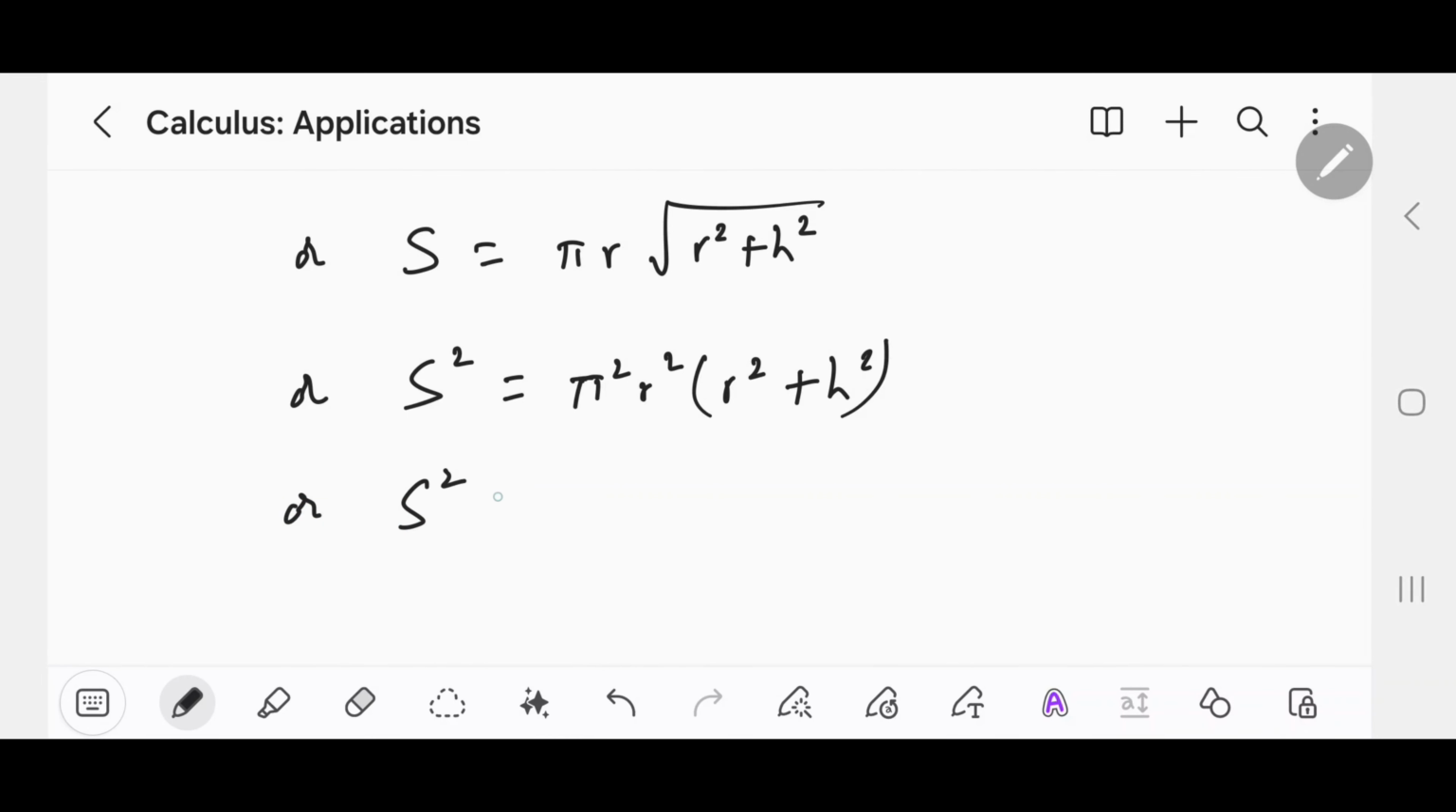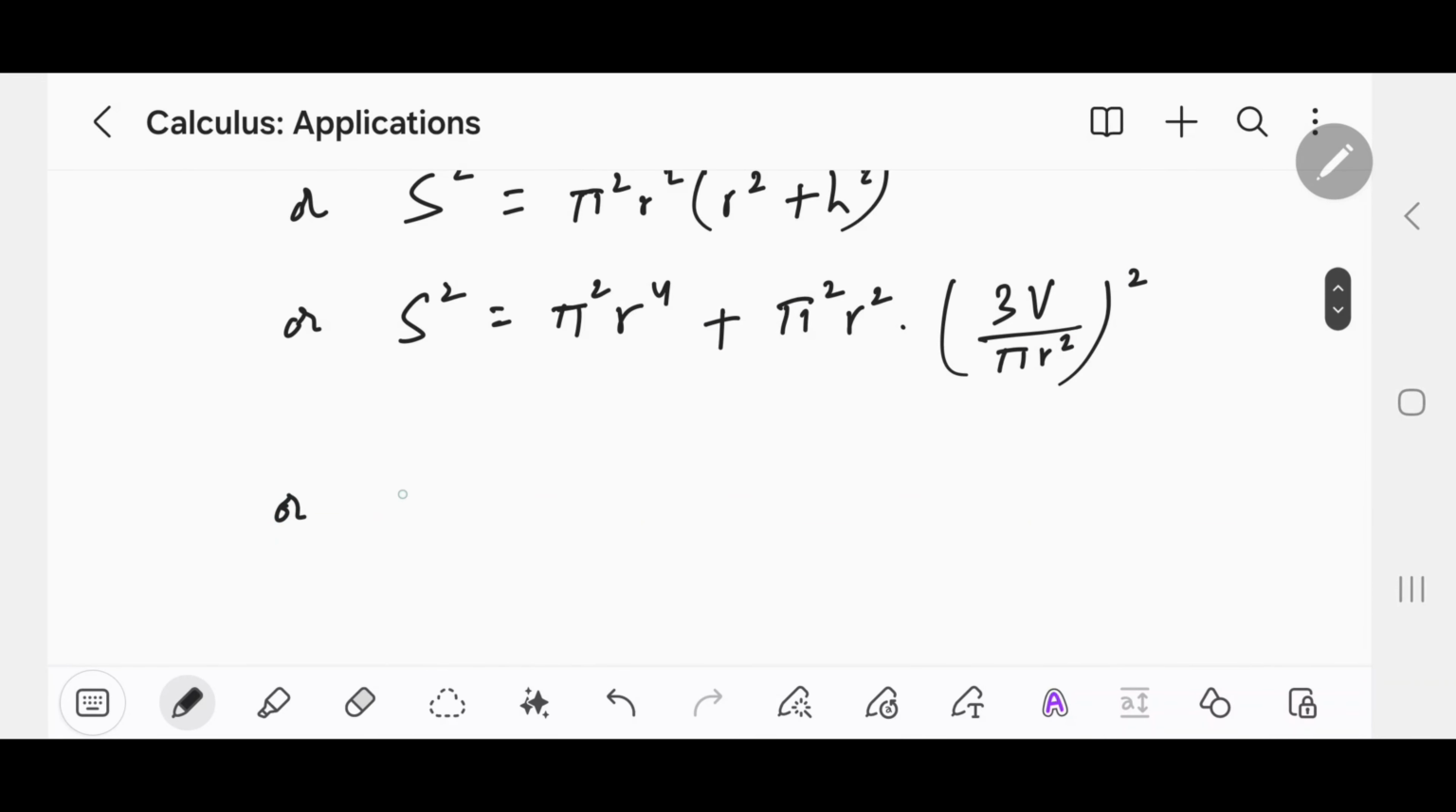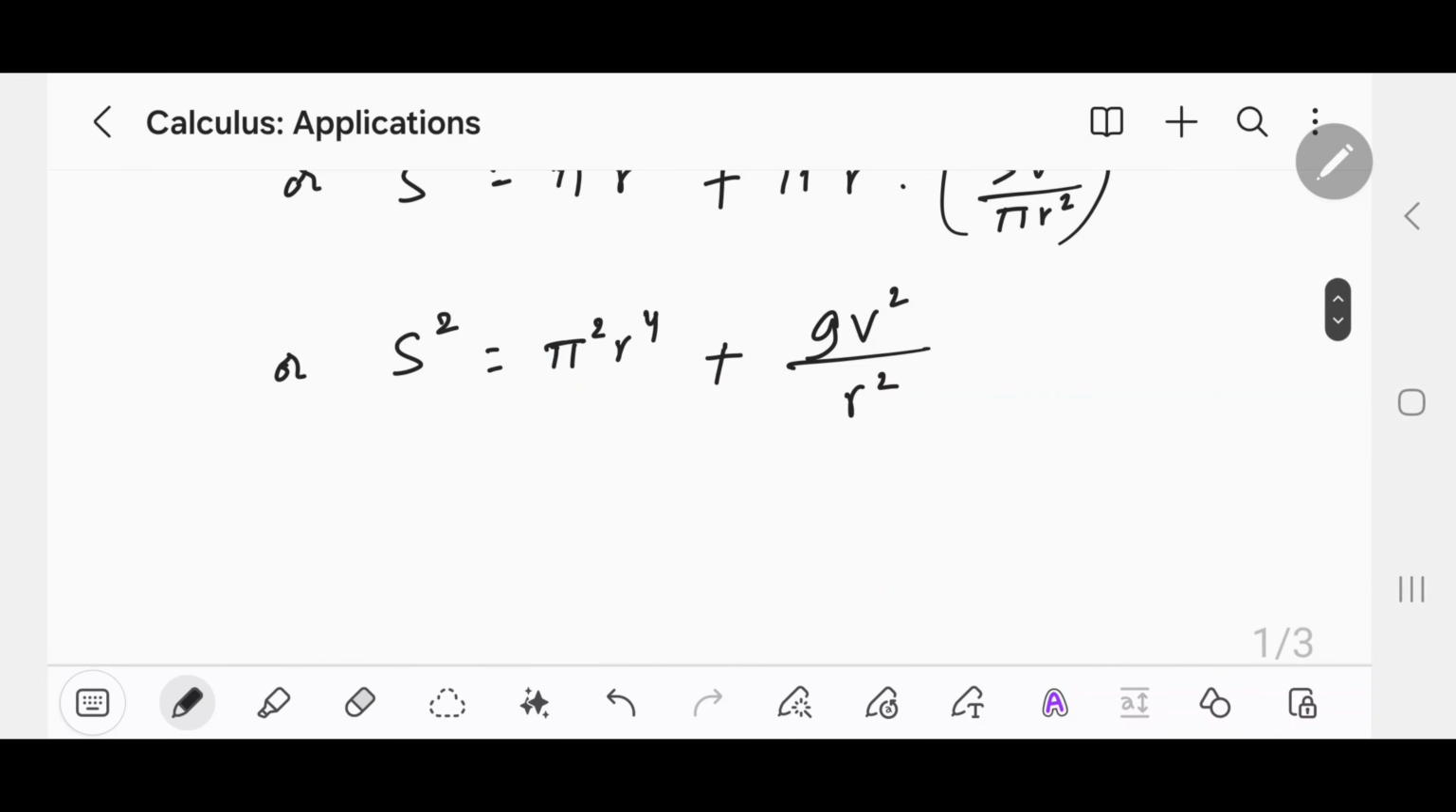or S square equals pi square r power 4 plus pi square r square into, instead of h we can write, 3V by pi r square whole square, or S square equals pi square r power 4 plus 9V square divided by r square, which is equation second.